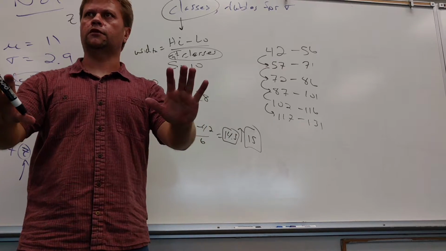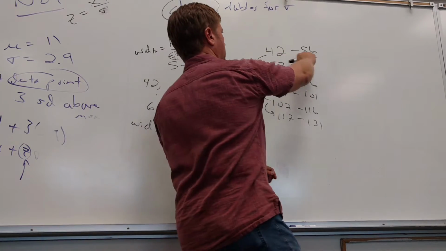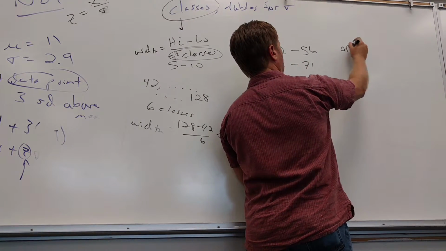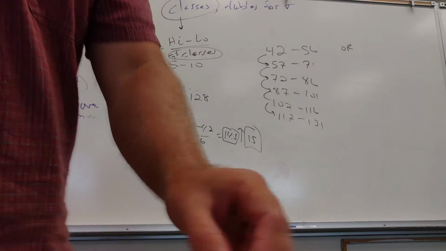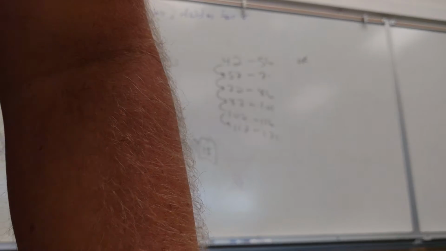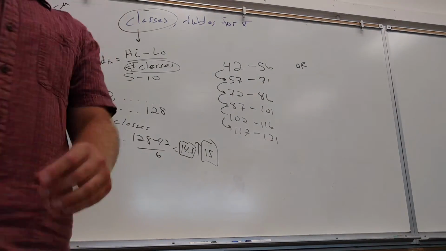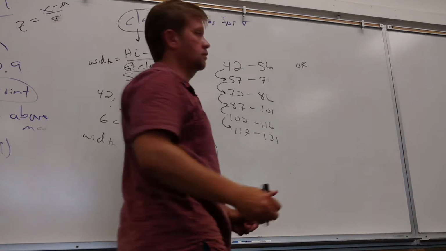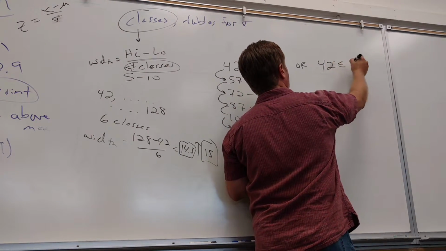All right, stop there for a second. Now, if you want to do it the other way, the inequality way, what would this look like? The inequality way would be 42 less than or equal to x, and then less than 57.